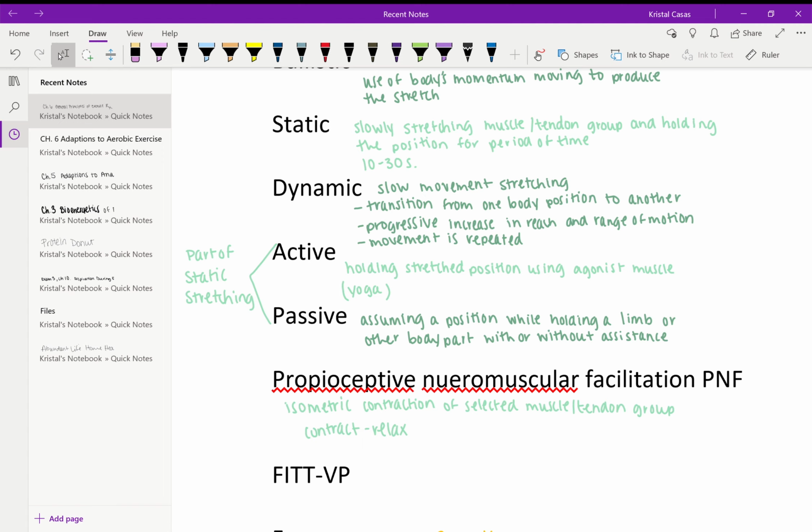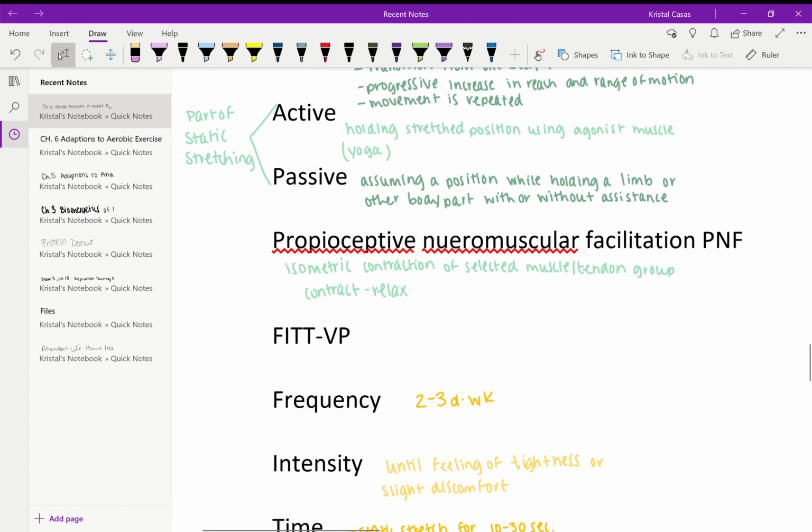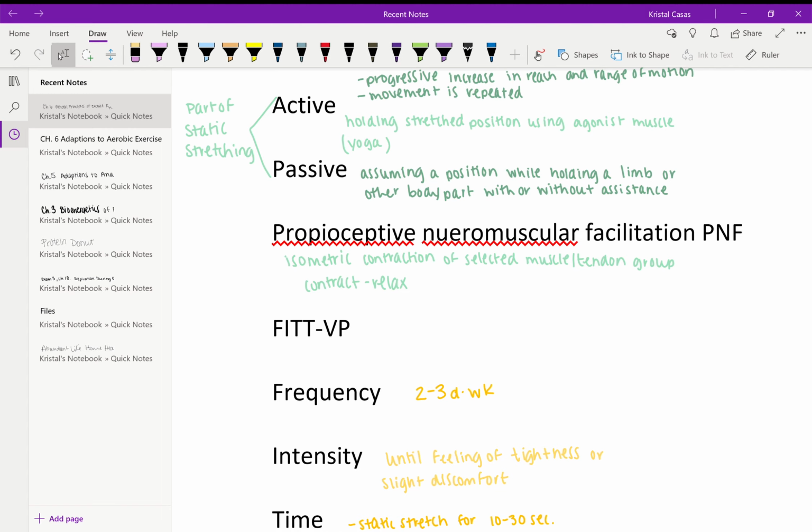Two parts of static stretching are active and passive. Active is where you hold a position using the agonist muscle. An example would be yoga. And then we have passive, a position holding a limb or other body part with or without assistance. Proprioceptive neuromuscular facilitation, PNF stretching, is isometric contraction of a selected muscle or tendon group. So basically, contract and relax. You're going to contract and relax.